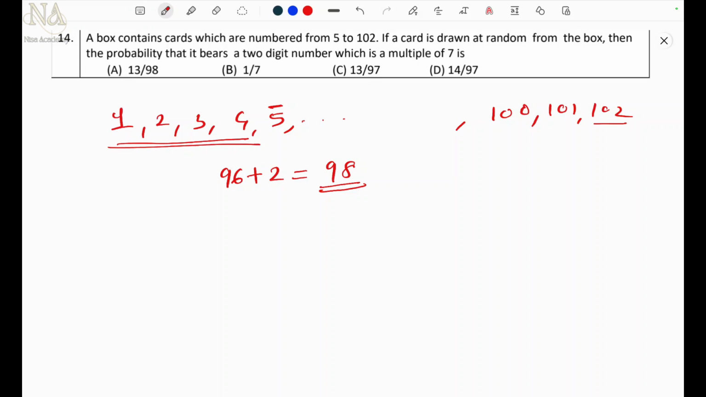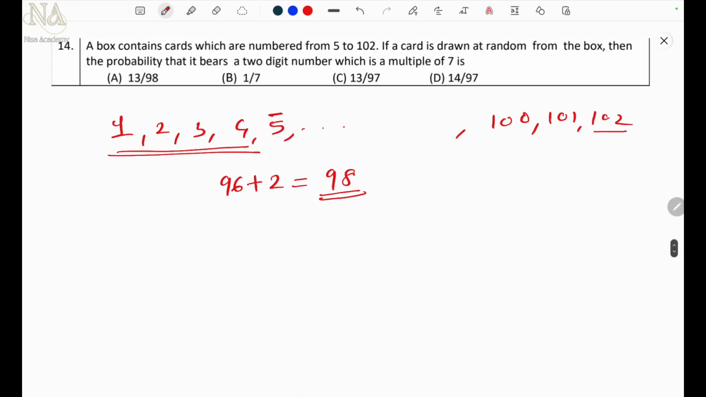So not 97. If you take 97, it means you are not considering 5, but they have mentioned here a box contains cards which are numbered from 5 onwards, right? 5 to 102 you are considering. So that's why it's very important to take the numbers properly, okay, to find the total possible outcomes. So the total possible outcomes are 98.